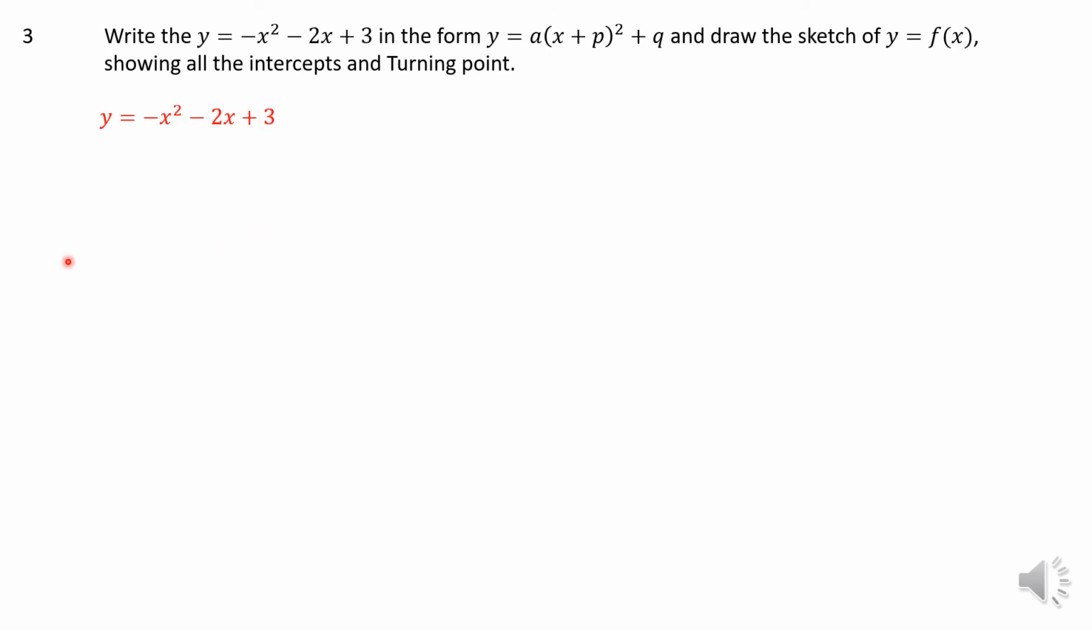So the first thing is I must realize that this particular graph, if I sketch it, will take this shape here, all right? Because the value of a is negative, it's less than 0, and so a also cannot equal 0, because if a is equal to 0, this becomes only a linear function, okay?